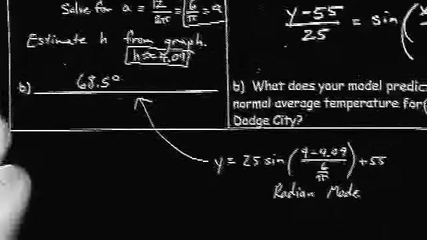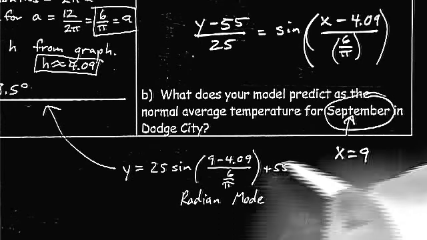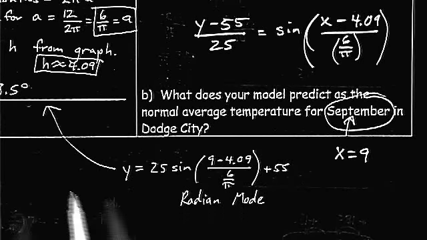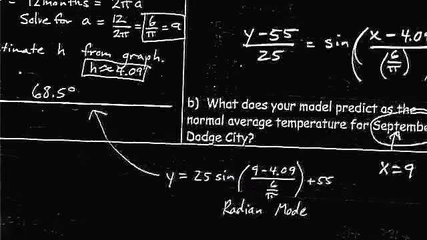Part B, they asked what the temperature was in September, and September is the 9th month, so if you plug in a 9, you would find out that you get 68.5. Make sure your calculator's in radian mode.